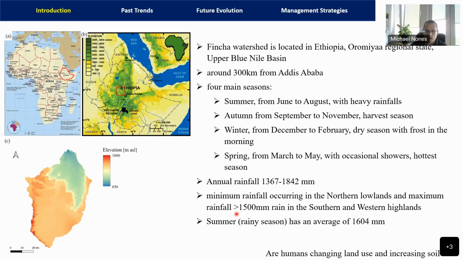As you can see here, most of the rainfall is concentrated in the southern and western highlands, so the precipitation is not uniform across the basin, despite the basin being rather small. So how to answer the question about the connection between land use and soil erosion?